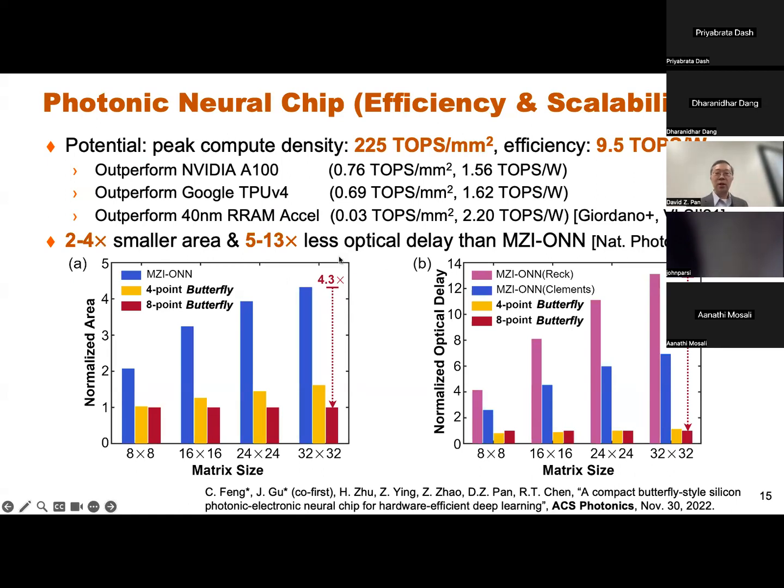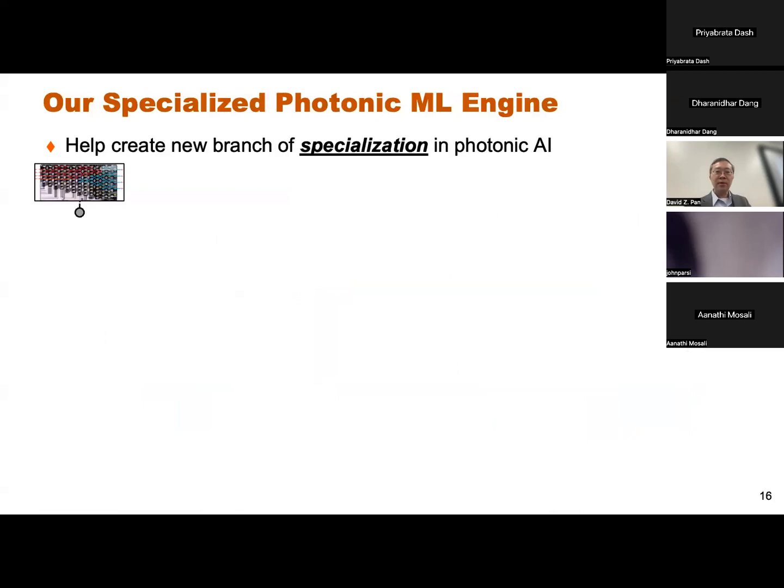Remember, when they grow, they need O(n squared) number of devices. We only need n log n, so we can reduce area by 2 to 4x. In terms of delay, because we have the throughput, the delay is actually much better, like a factor of 10 times. So this is a specialized photonic ML engine.